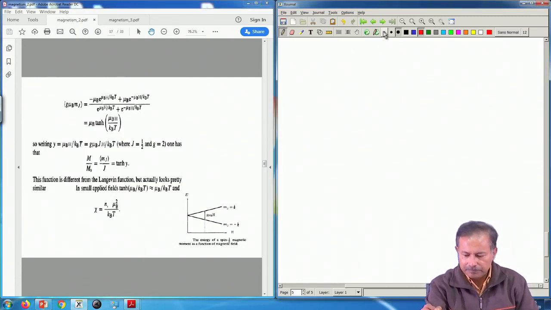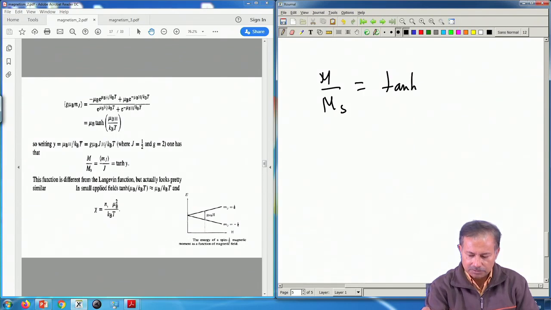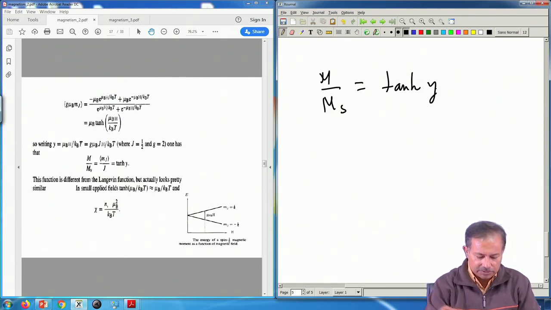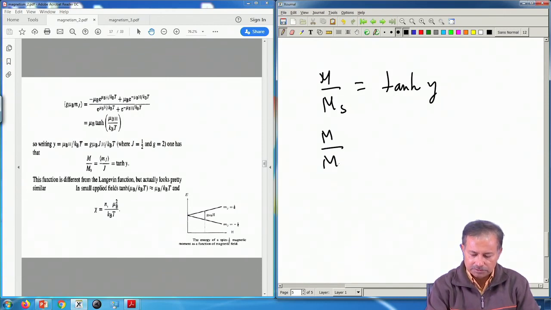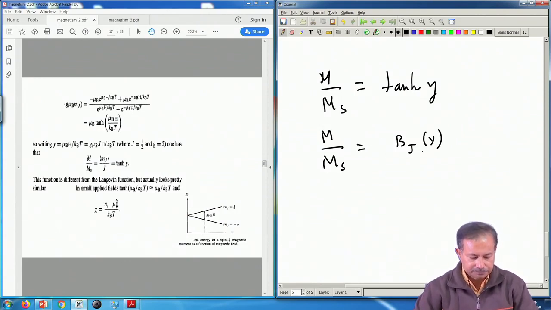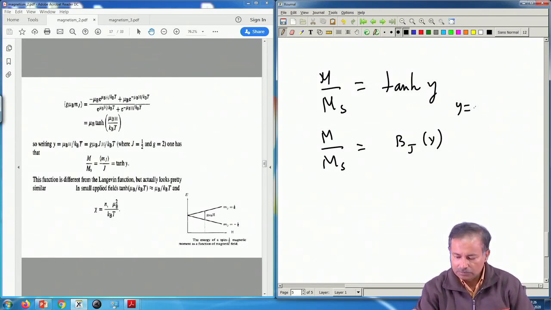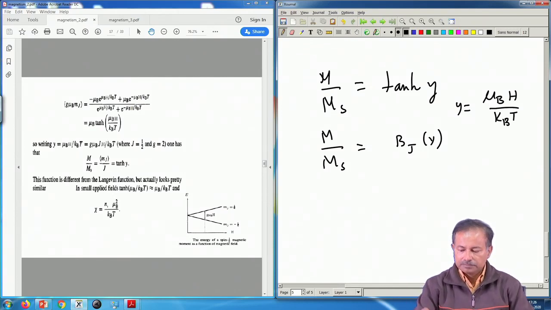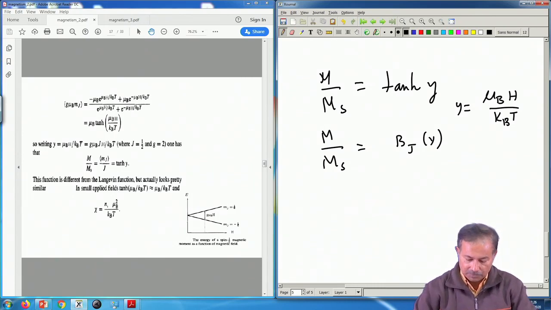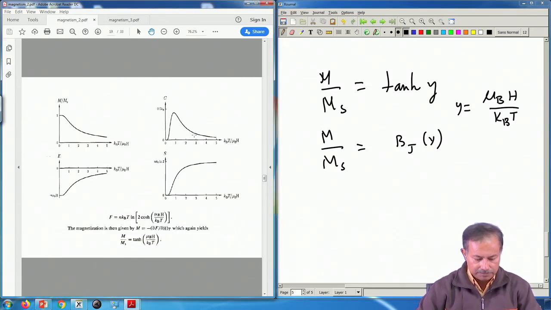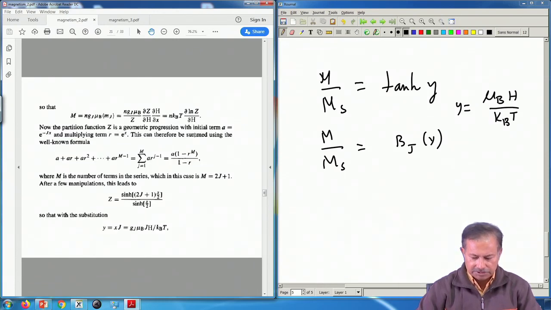So, the two equations are m by ms equal to tanh y, and the other one is m by ms equal to B_j of y. These are the two equations that you got. Here, y equal to mu b h by k b t. So, this is the general j.